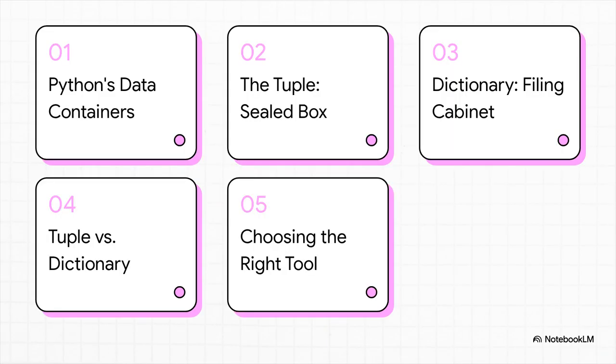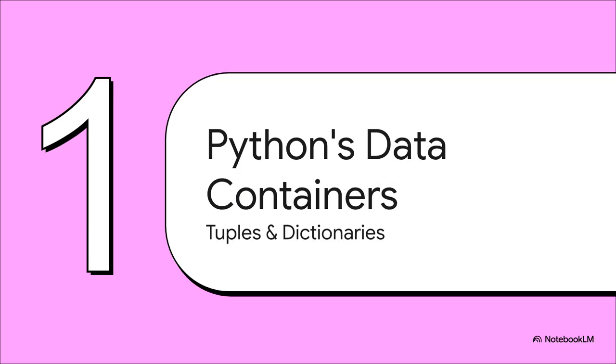So here's what we're going to do. We'll start with a quick look at these data containers, then we'll dive into the tuple, think of it as a sealed box, and the dictionary, which is more like a filing cabinet. After that, we'll put them head-to-head in a little showdown, and finally, figure out how to choose the right one for your project. Sound good? Let's get into it.